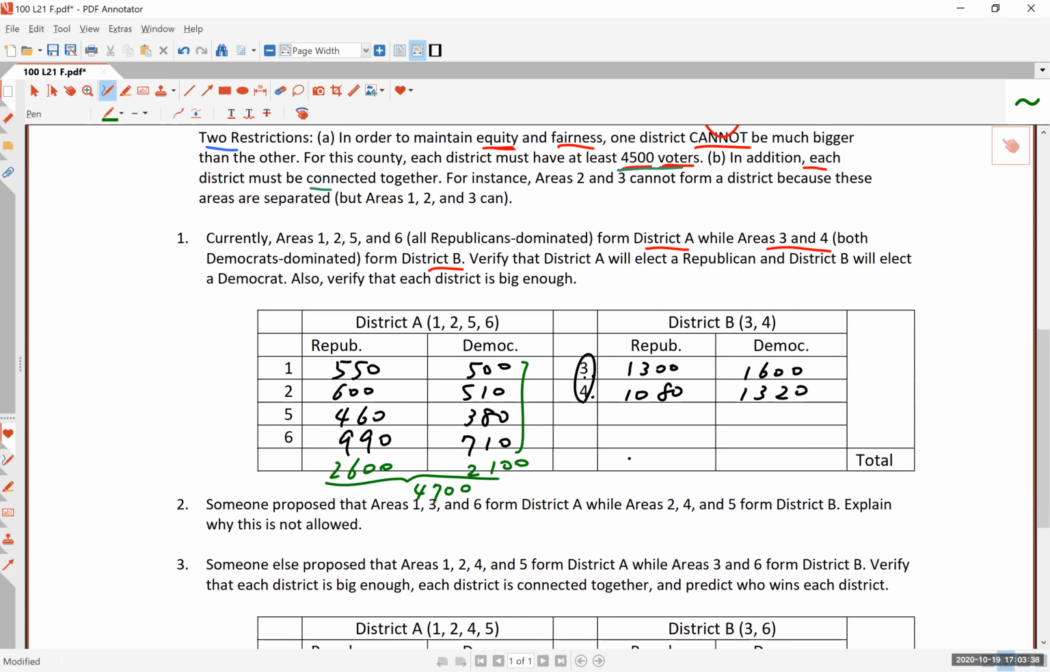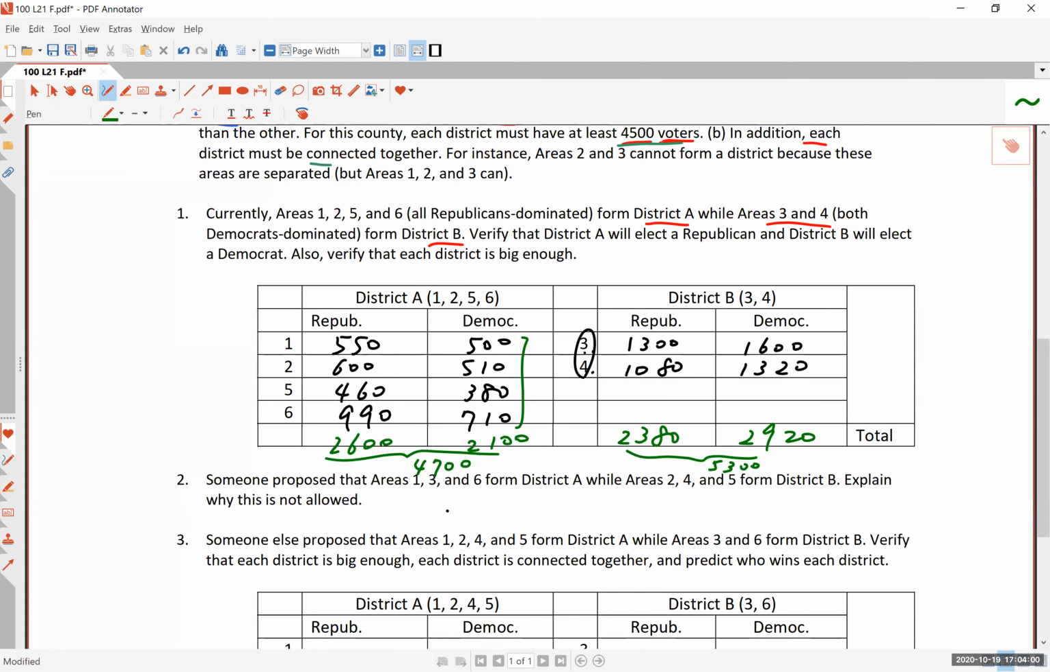The sum here would be 2,380 and then 2,920. And the sum here is, of course, let's see, that's 5,300, right? Of course, 4,700 plus 5,300 would be, the total is 10,000 as expected.